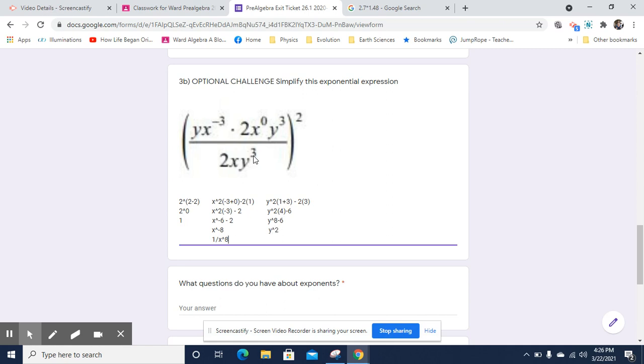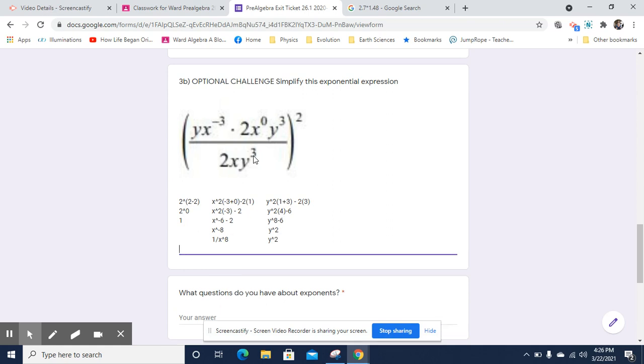Okay, so I've got y to the 2nd. I've got 1 over x to the 8th, and I've got a 1, which I don't care about. So I'm just going to call this y to the 2nd over x to the 8th, and I am done with that calculation. There you go. That's the answer. I hope that helps.